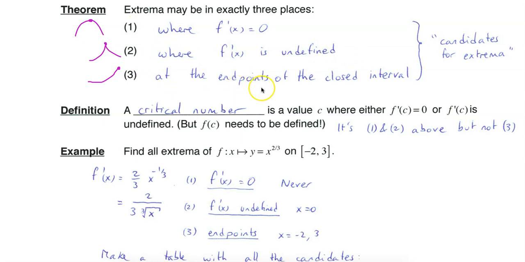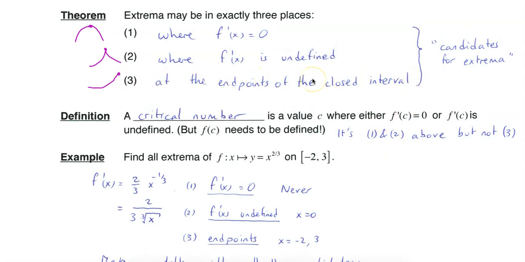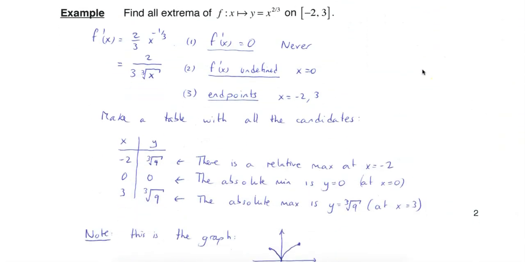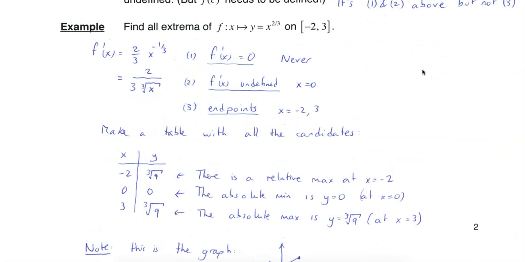So the endpoints are not critical numbers, but if we pair critical numbers and endpoints, that's how we find all our candidates for extrema on a closed interval. If there's an open interval, then line number 3 doesn't exist. There's no endpoint. But of course, if it's an open interval, we also cannot use the EVT because the EVT requires a closed interval. Let's see two examples to maybe help us make a little bit more sense of that.